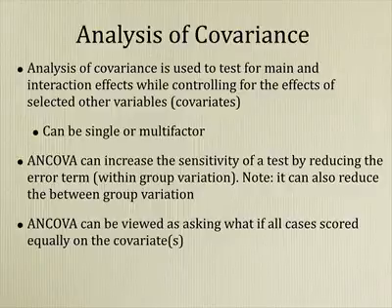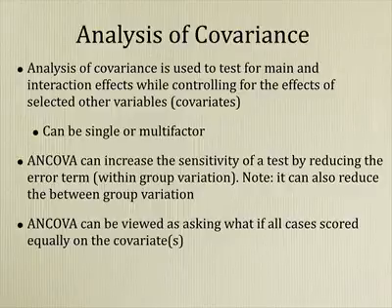And then ANCOVA can be viewed as asking, what if all of your participants scored equally on the covariates? Whatever that group of covariates is that you're using in your analysis, essentially we're controlling for those, and we're answering the question, what if everybody scored equally on whatever that group of variables is?